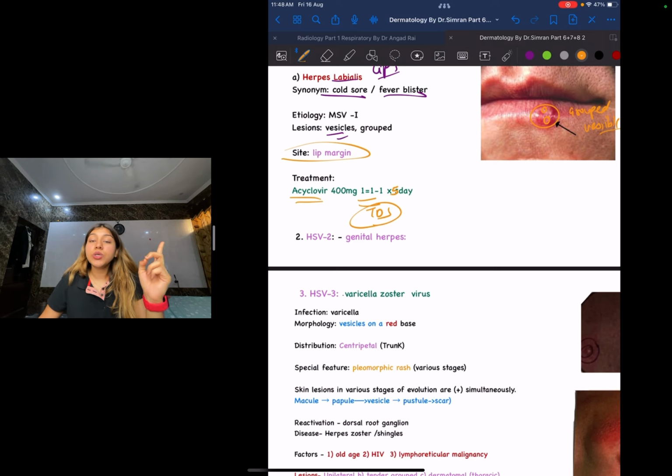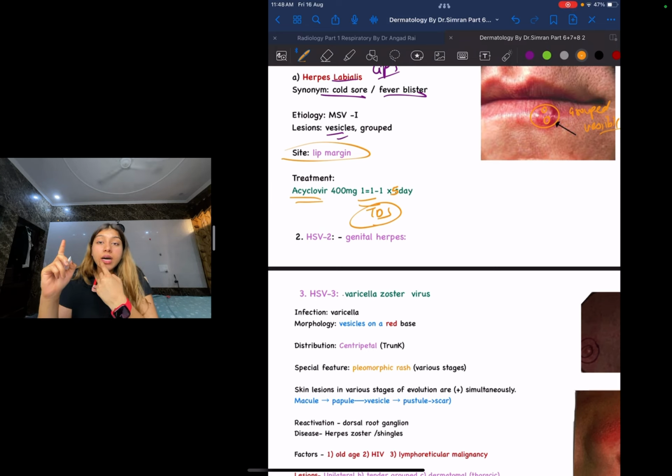With HSV1, you need to know that HSV1 means the first. Whenever we talk about our body, the first thing we think about is our face. So HSV1 will cause herpes labialis, okay? And what is the common site? It is going to be the lip margin.